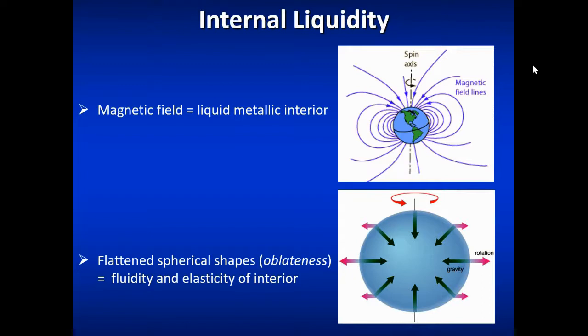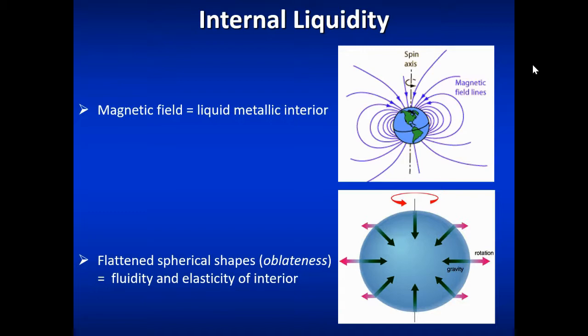How do we know what's in the planets? Well, there's a few things that we can look at as clues. First off, we know a planet's got liquid inside if it produces a magnetic field or even a weak magnetic field or a fluctuating one. We also know the planet has liquid in its interior if it bulges out at the center, bulging out at the center because of its rotation.